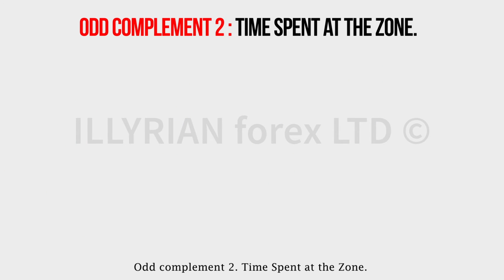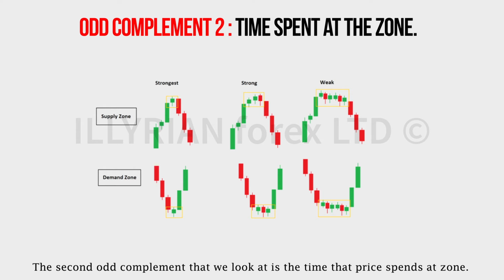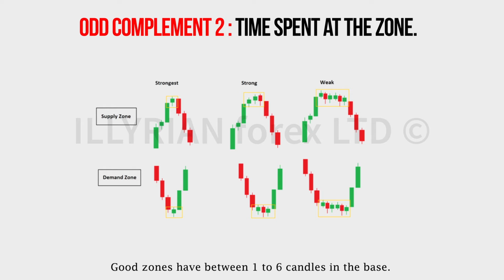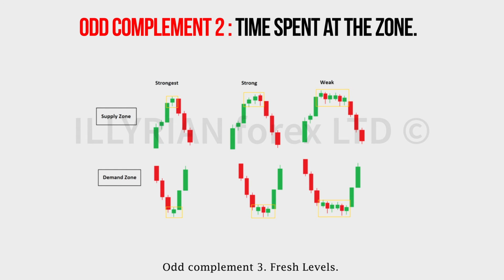Odd complement 2: time spent at the zone. The second odd complement that we look at is the time that price spends at the zone. Good zones have between 1 to 6 candles in the base. Beyond 6 candles the zone might be weak, resulting in a losing trade.